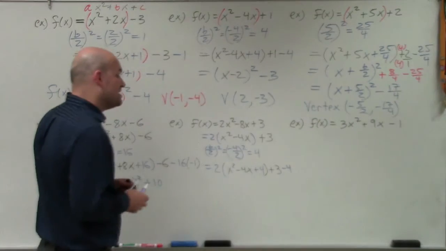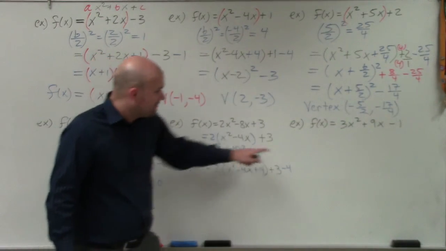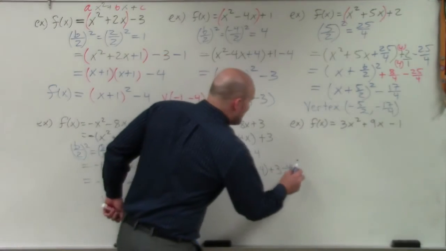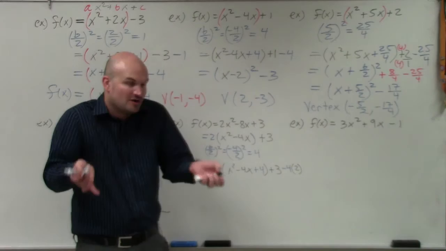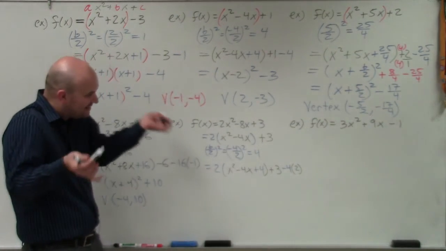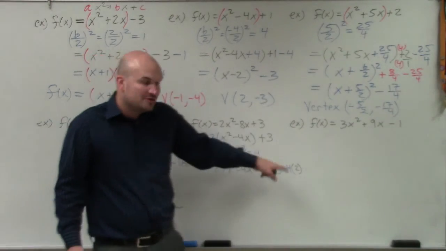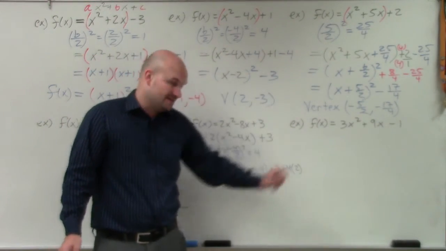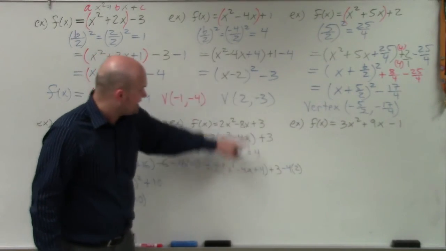But remember what I talked about. I'm adding a 4, but this 4 is being multiplied by 2. So if I'm subtracting a 4, that 4 also has to be multiplied by 2. Okay? You got to keep the equation or the function exactly the same. If you're adding a 4, but that 4 is being multiplied by 2, then when you subtract the 4, that 4 has to be multiplied by 2.